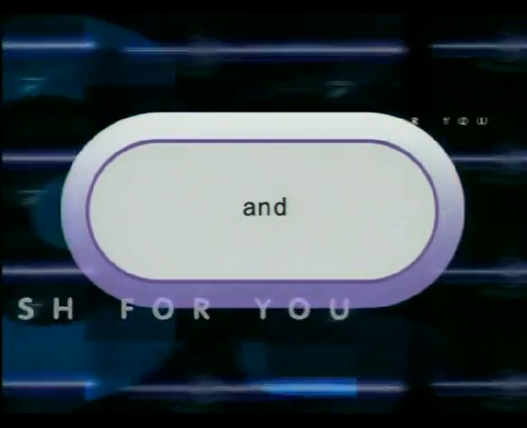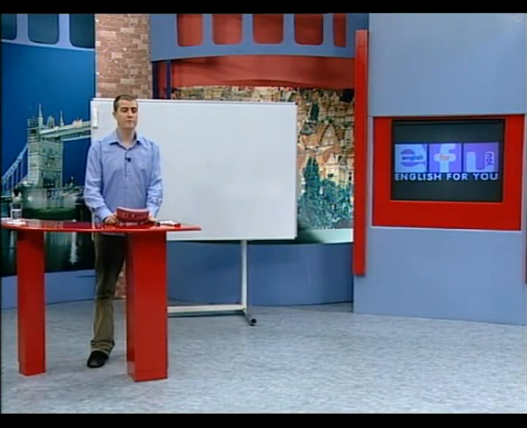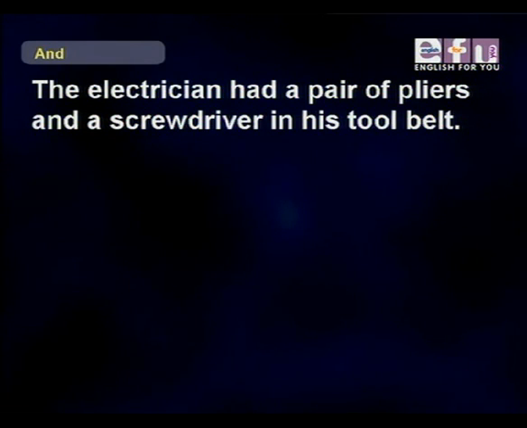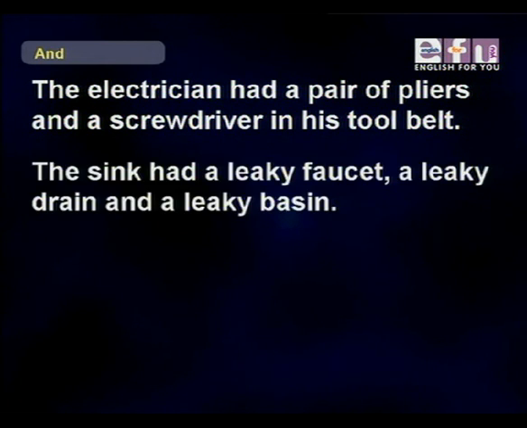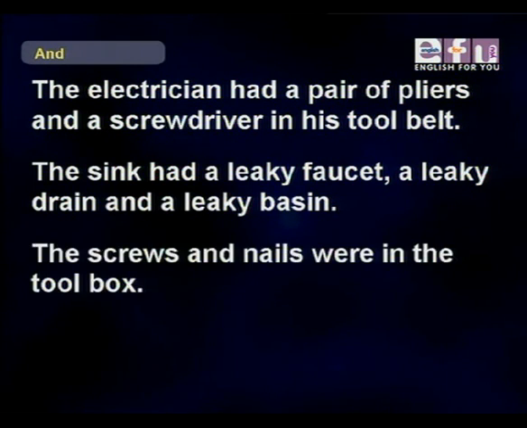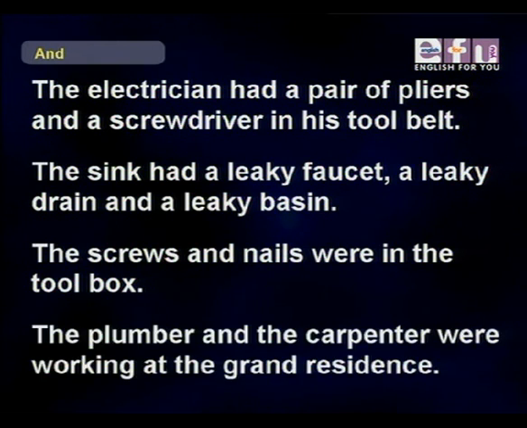And. Let's begin our lesson with a review of and. Have a look at these sentences, please. The electrician had a pair of pliers and a screwdriver in his tool belt. The sink had a leaky faucet, a leaky drain, and a leaky basin. The screws and nails were in the toolbox. The plumber and the carpenter were working at the Grant residence.